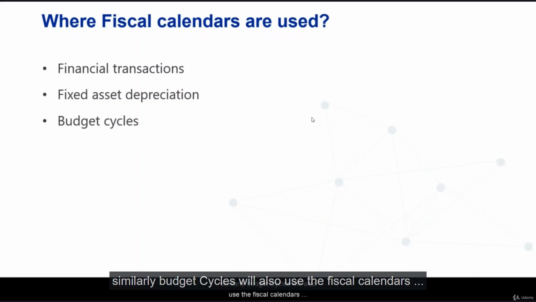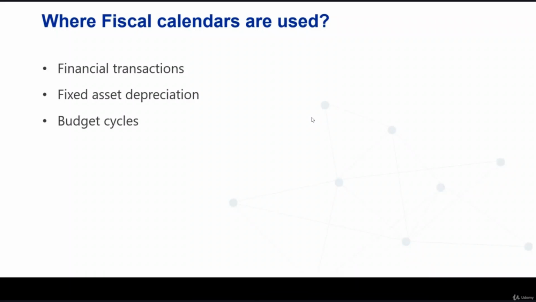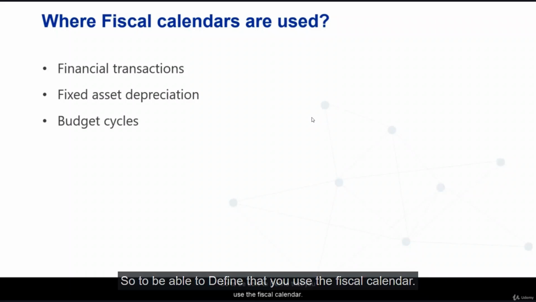Okay, and similarly, budget cycles will also use the fiscal calendars, where we define the budget that we are defining in the company is for the period of Jan to December 2020. So to be able to define that, you use the fiscal calendars. Remember that in the budget cycles, you will use the fiscal calendars, and even the fixed asset depreciation and the financial transactions.